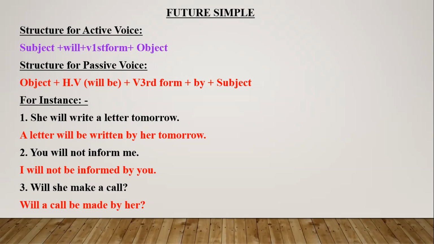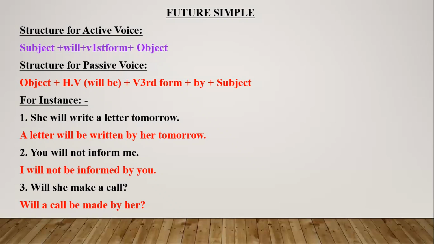Number three: Will she make a call? That is a question, interrogative. So, before the object, we have to put the helping verb over here. So: Will a call be made by her? Will a call be made by her? So these are the examples for the future simple tense.